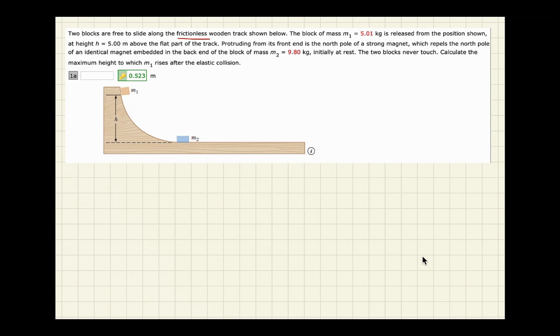Let's start with the givens and what we're looking for in this problem. We have two blocks sliding on a frictionless wooden track, and I have that underlined because a frictionless track means energy will be conserved. We have conservative forces in this scenario, so total energy will be conserved. We are given the mass of block one, M1, and it's released from an original height, in this case 5 meters. So we know the initial height of M1.